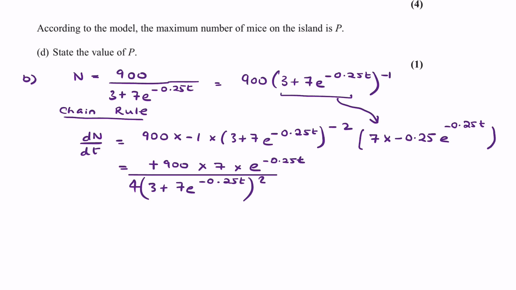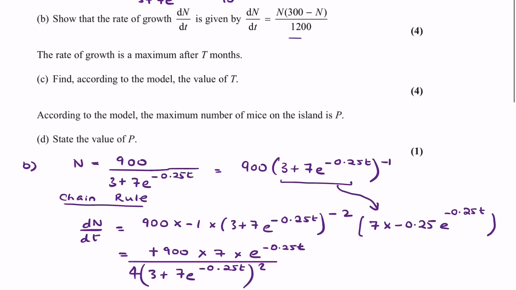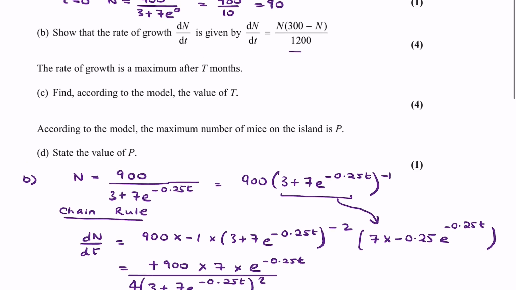Now, this is obviously not the answer. If this was the answer, it would have been a very, very simple question, and hence I wouldn't be doing it. So for the next steps, the aim is to get rid of e to the power of minus 0.25t and introduce n into my equation.